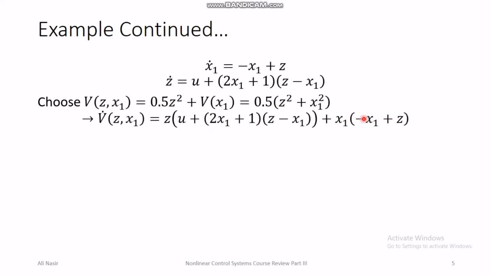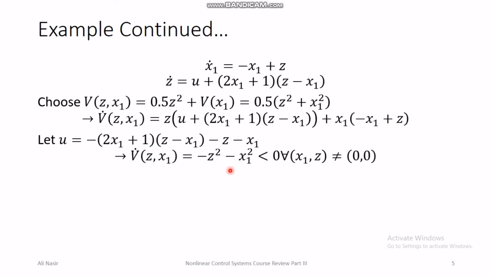In order to make this V dot negative definite, you have to define u appropriately. Let us say we define u as minus 2x1 plus 1 times z minus x1, which will cancel out this term inside the bracket, and the whole term inside the bracket will become minus z minus x1. Minus z multiplied by z becomes minus z square, and minus x1 multiplied by z becomes minus z times x1, which cancels out with this plus z x1. The V dot becomes minus z square minus x1 square, which is negative definite in x1 and z.